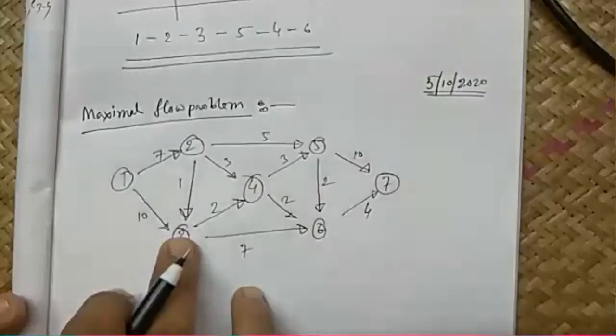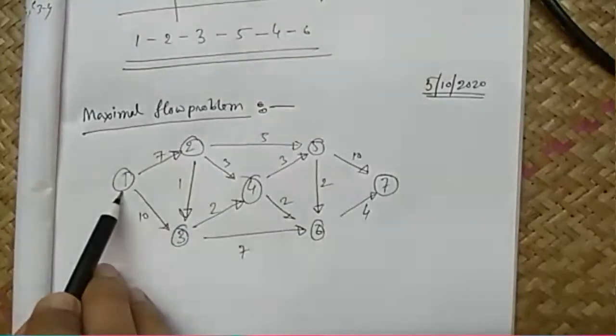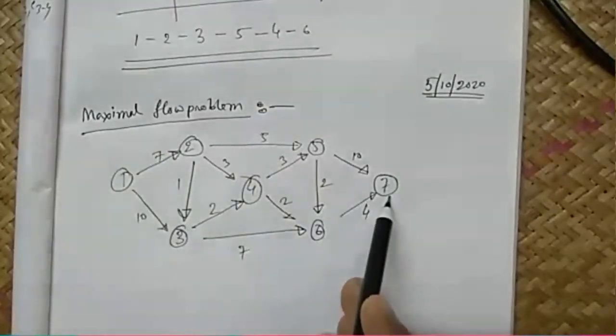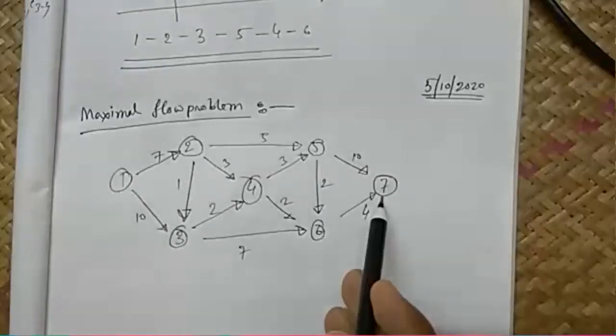Here I have written out a problem which gives us a network. In this network, this 1 is the starting node and 7 is the final node. So we call it source and we call this end one as sink. Okay? This is source node, this is sink node.